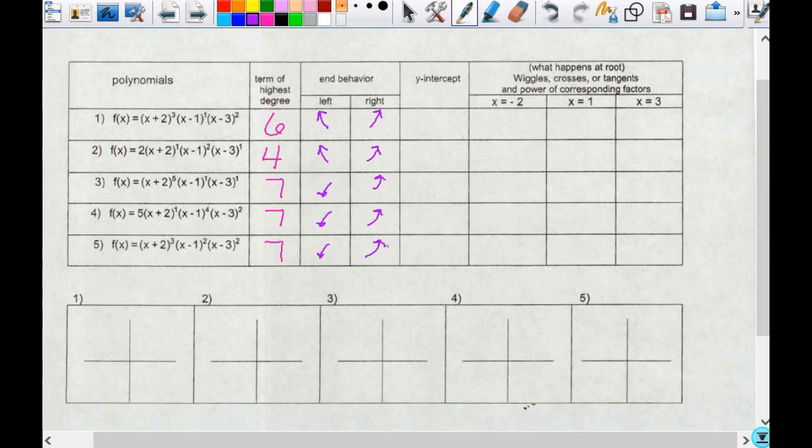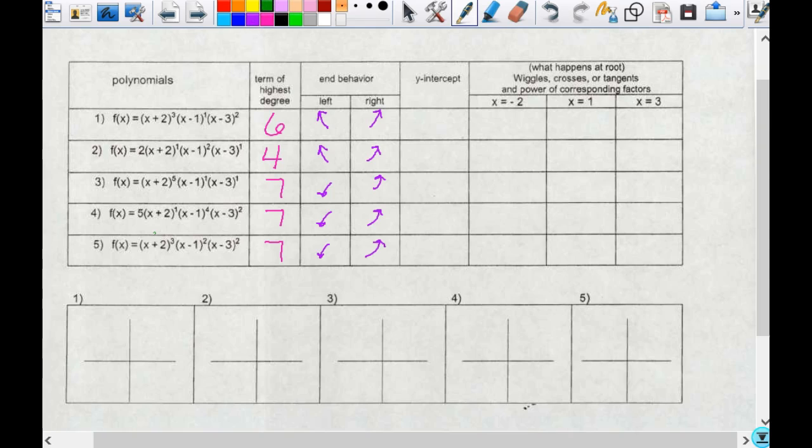Okay, so even though these all have the same factors, the same zeros even, the graphs aren't all going to look the same because some of them are odd, some of them are even, and they have different degrees and all kinds of other stuff. So then we have to go and find the Y-intercepts, which some of y'all are getting some weird answers on some of those. Let's make sure we know how to find the Y-intercept.